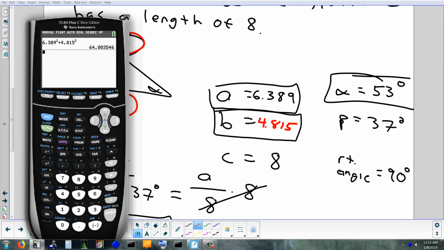I got 64.0035. So is one of my answers off? Like what's going on? Because you rounded. Yeah, it's because I rounded. But basically, a squared plus b squared does equal 64. So that's a good way to check it and know that we did it right. So you can check that.